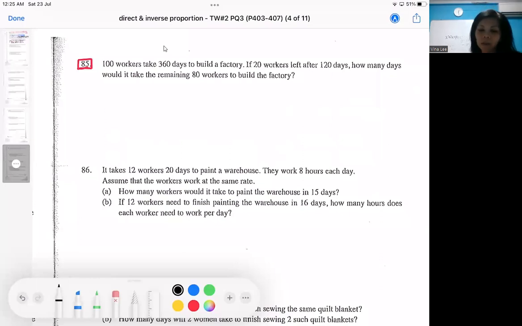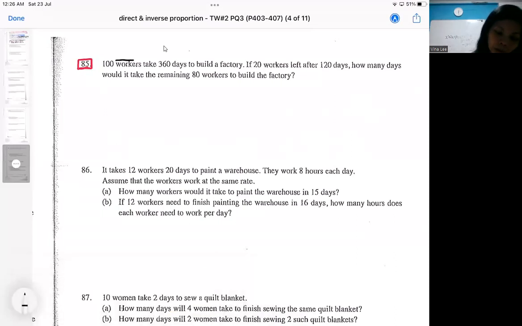Okay, so this one is a bit difficult. Do we still set up an equation? Yes, we will still set up the equation. X represents the workers, days will be represented by Y. So you still do the same setup: X represents workers, Y represents days.